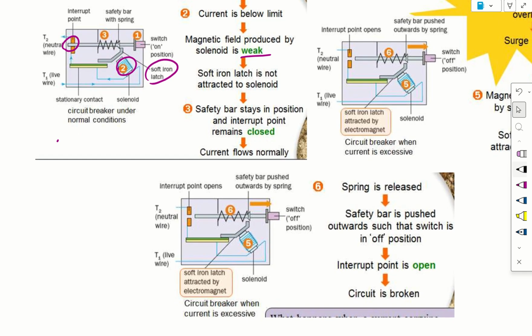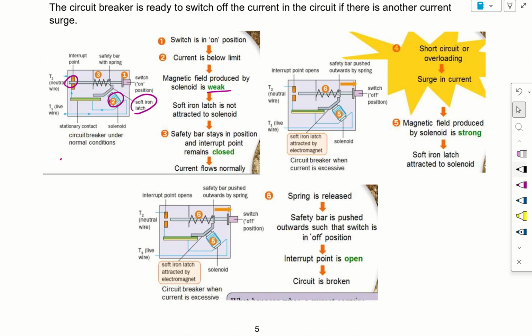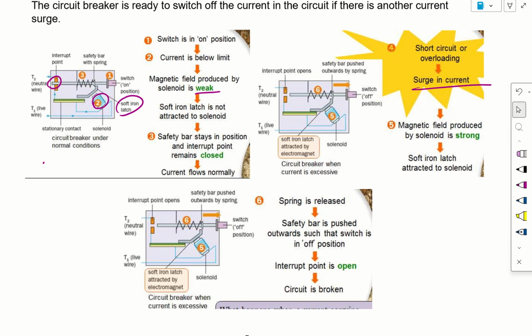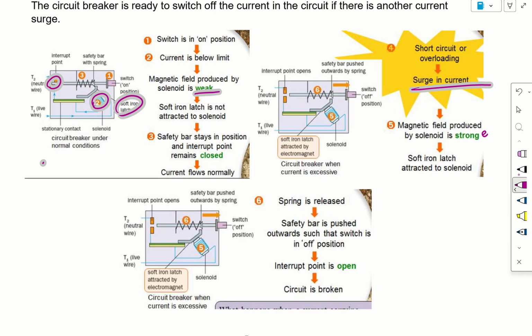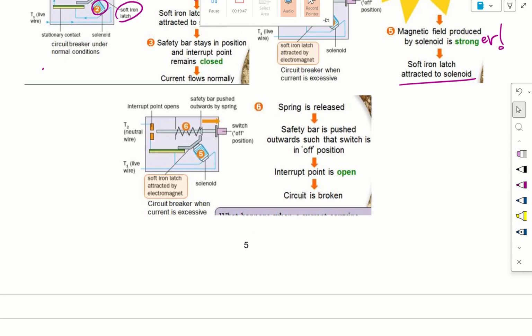And again, when there's an electrical fault, there's a surge in current, so the magnetic field produced by the solenoid is stronger. Please add in this, is stronger, so that it can now attract the soft iron latch. So you have to make a comparison. That is success criteria A and B.